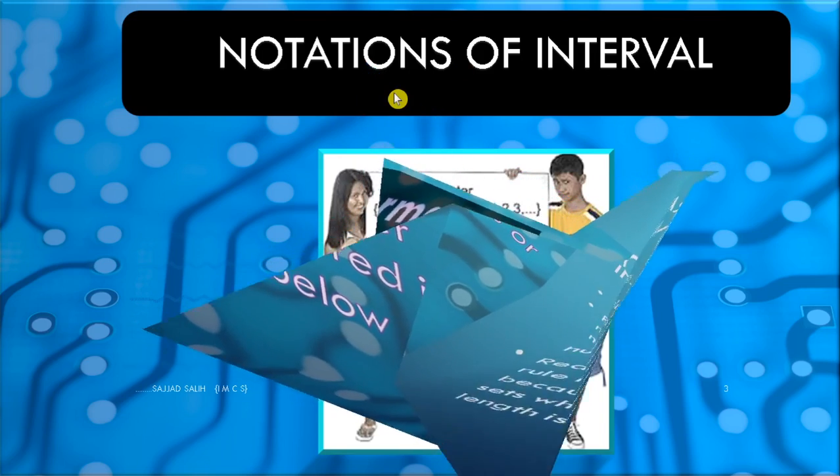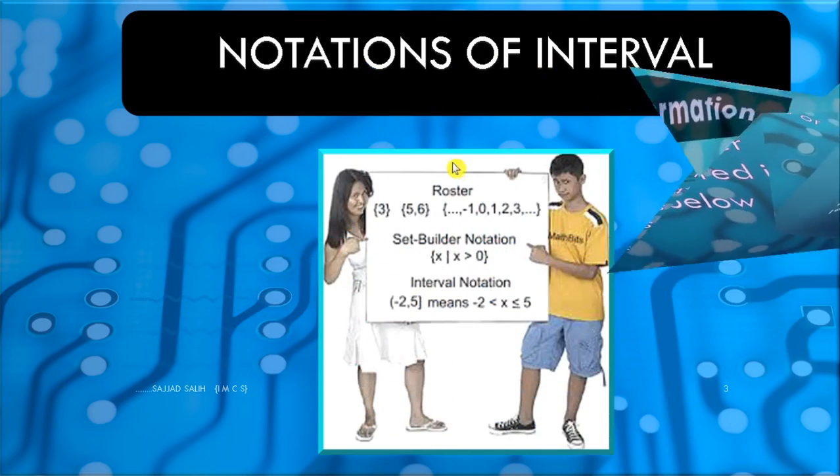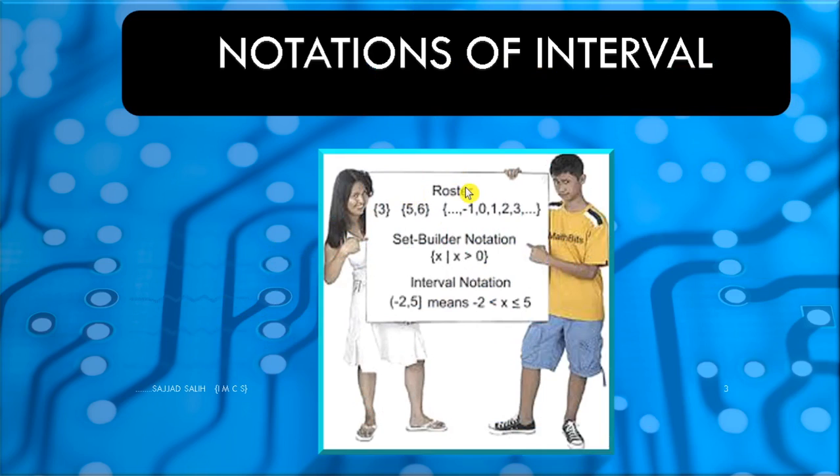Here are some notations of intervals. We have roster notations. Roster means set notation: 3, 5, 6, up to -1, 0, 1, 2, 3, and so on. Set builder notation: x such that x is greater than 0, as a set builder notation for our intervals.